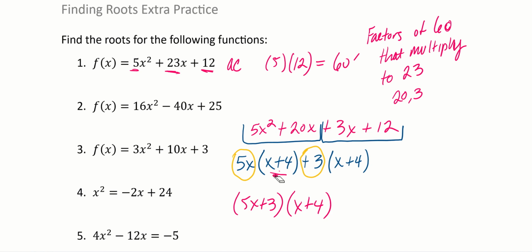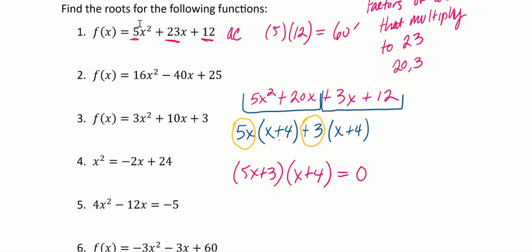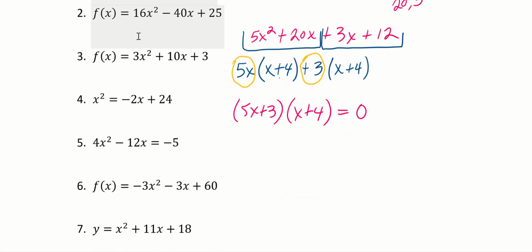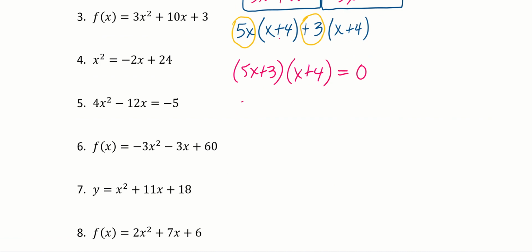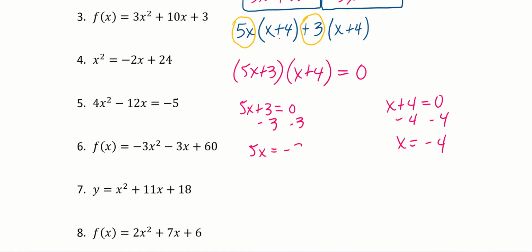Okay. Now, because I'm finding the roots, I want to set this equal to 0. And then what we can do is we can just use the zero product property and figure out what x would be in order for y to be 0. So we can do 5x plus 3 equals 0, and then x plus 4 equals 0. This one's easier, so I subtract 4 on both sides, and I get x is equal to negative 4. Here I'm going to subtract 3 on both sides, and I get 5x is equal to negative 3. Don't stop there.